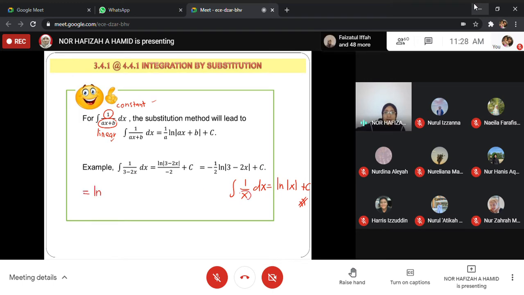So kalau kat sini x, so dia pun akan dapat ln x lah. So kalau you punya denominator 3 minus 2x, so answer dia ln 3 minus 2x. Cuma you need to differentiate 3 minus 2x, differentiate 3 minus 2x equal to negative 2. So you divide dengan negative 2 plus with c. Also equal to negative 1 over 2 ln 3 minus 2x plus c. So ini formula for reciprocal function.